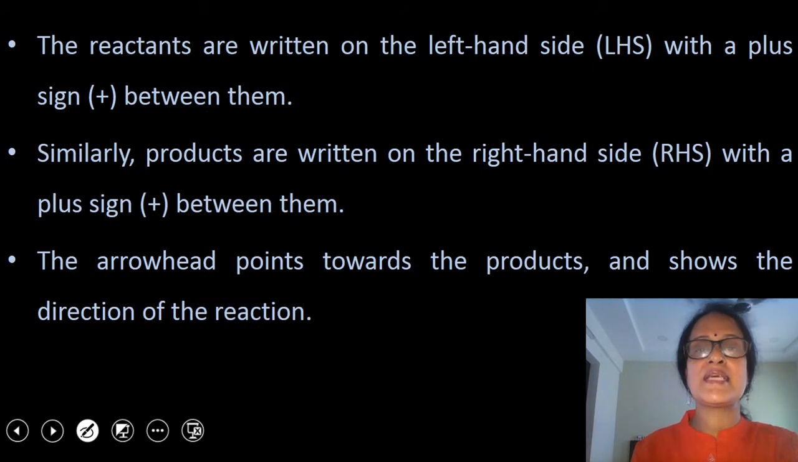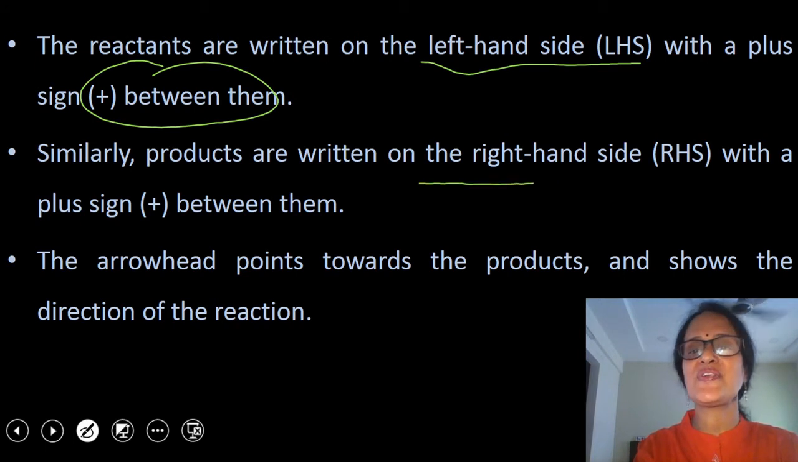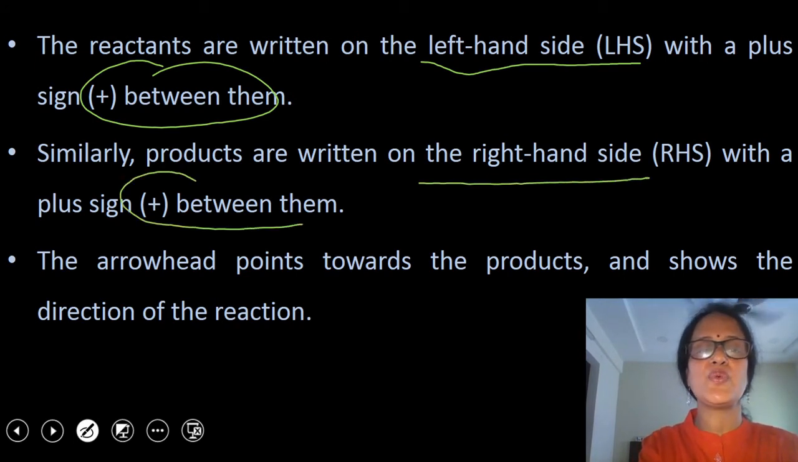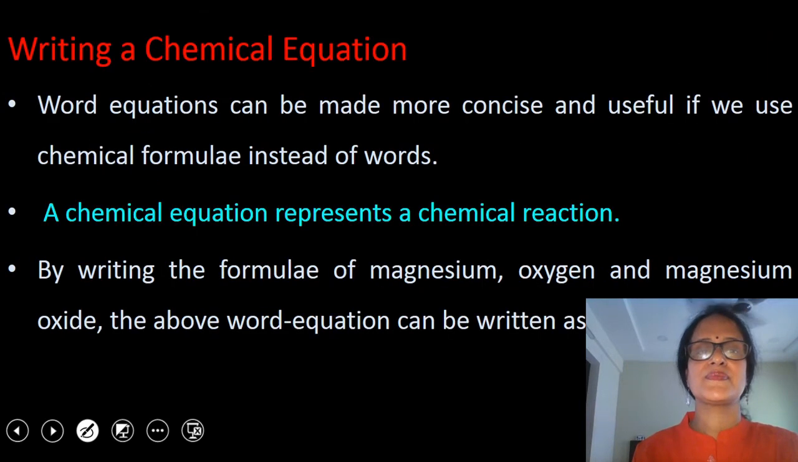This was the word equation which shows the change of reactants to products through an arrow placed between them. The reactants are written on the left hand side with a plus sign between them. Similarly, the products are written on the right hand side with a plus sign between them. And the arrowhead points towards the products and shows the direction of the reaction. Direction of the reaction means forward reaction.